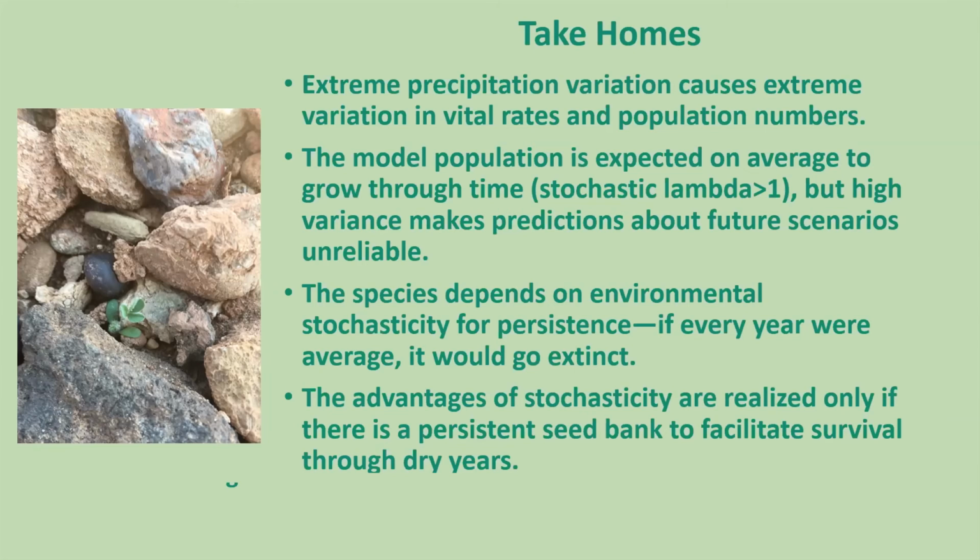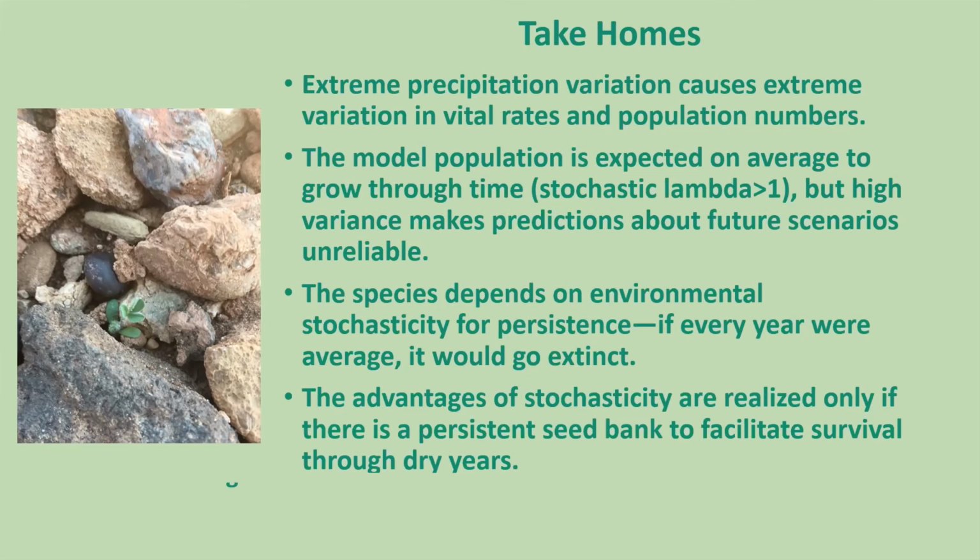So if people tell you that a PVA can predict extinction for a plant in a stochastic environment that forms a seed bank, like for instance, Penstemon grammii, I'd like to see how they did their PVA. Okay, the third thing is this species depends on environmental stochasticity for persistence.